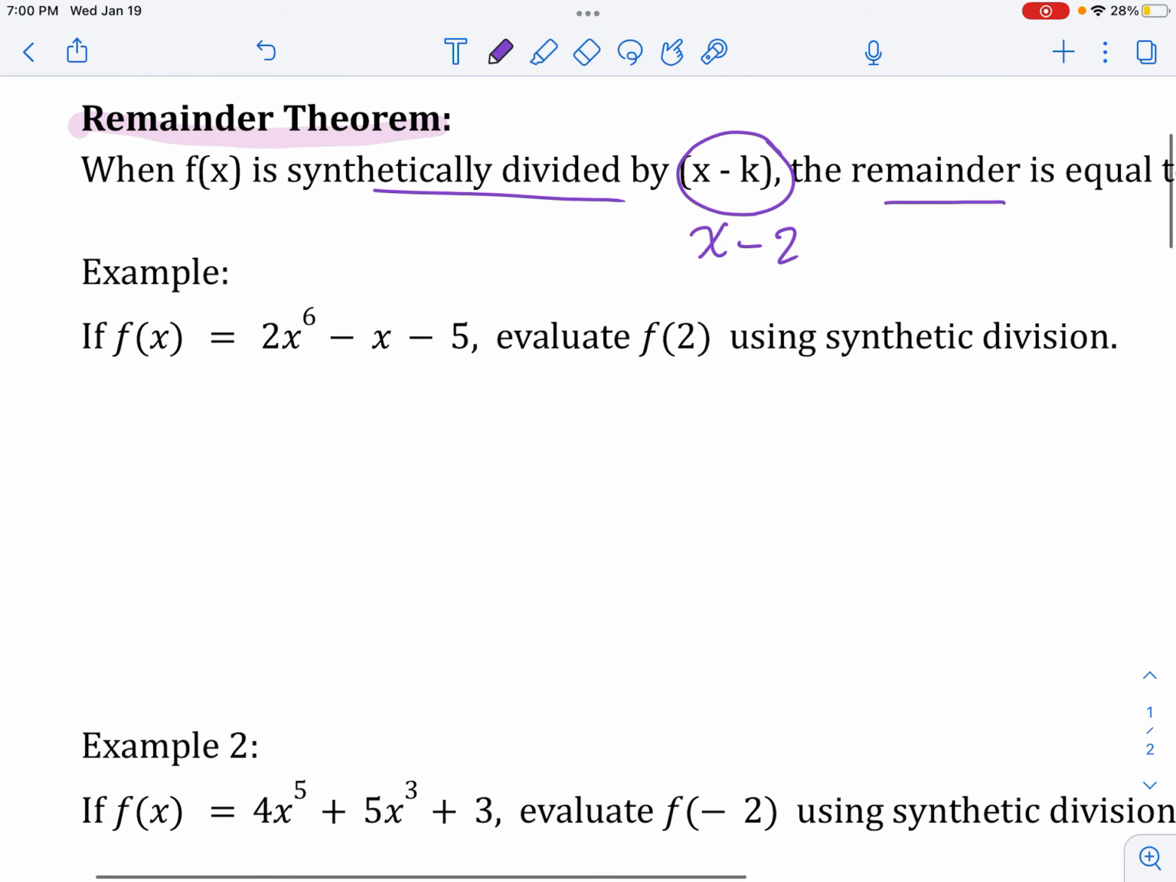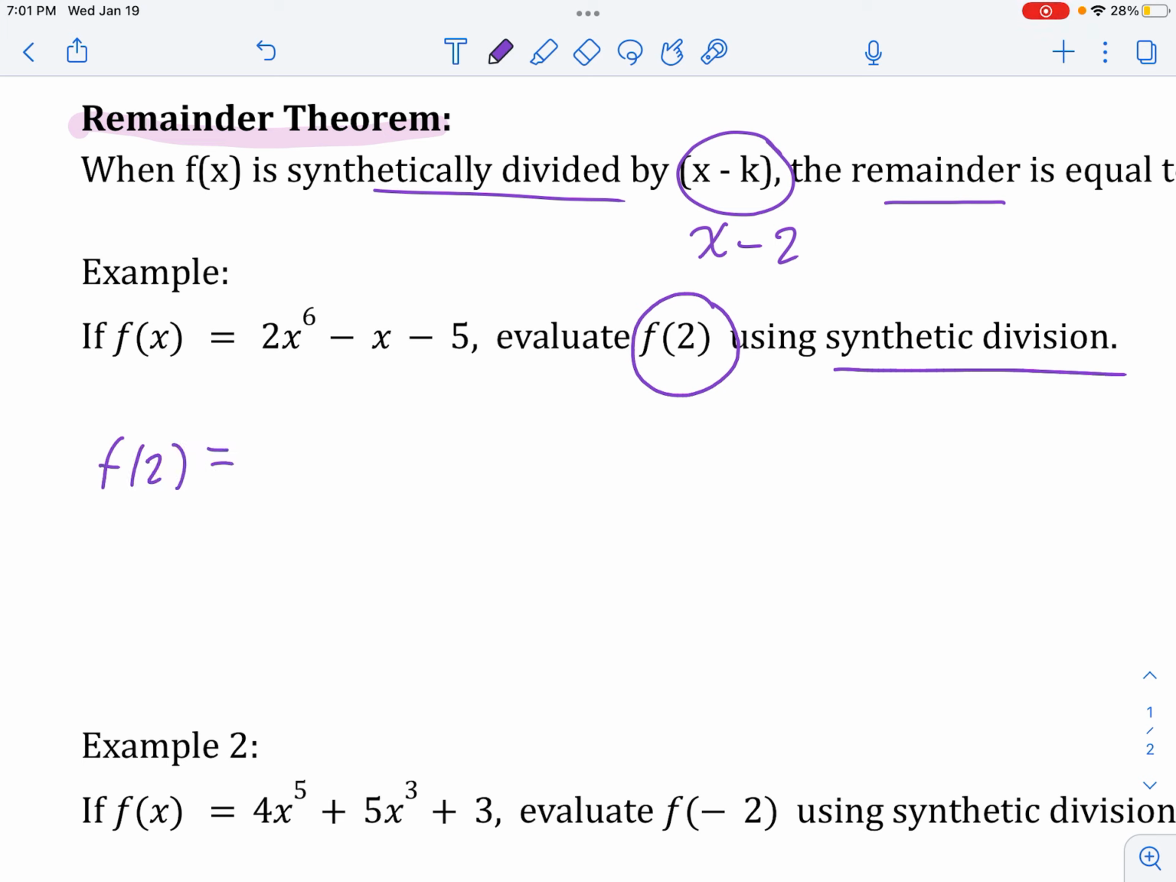First example, I want to evaluate f of 2 using synthetic division. So if they tell me I have to use synthetic division, then I have to use it. But think about this. Haven't we already learned how to find f of 2? We've seen that before. If I want f of 2, I replace x with 2. So everywhere I see an x, I put a 2. This is one way to find f of 2. But if I say you have to use synthetic division, we can't do that.